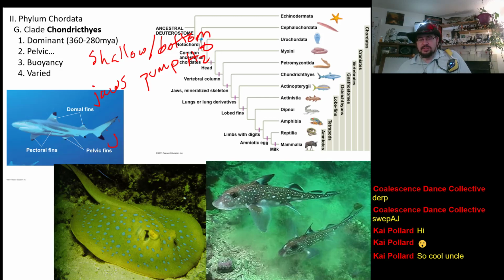There's a large degree of variation in these animals, and especially when it comes to reproduction. I love chondrichthyan reproduction, shark reproduction. So let's talk about it.